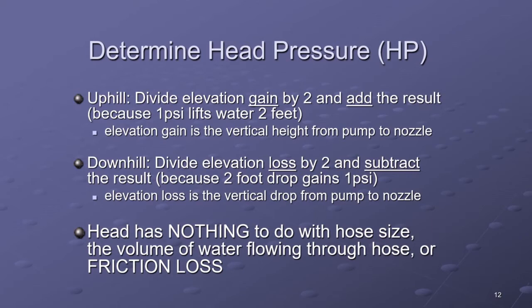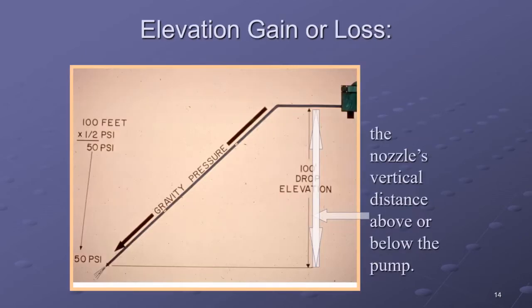Head pressure, it's all elevation. It has nothing to do with anything else. Hose size, friction loss, volume, nozzle pressure, none of that affects head. Head is just elevation change. And it doesn't matter how long that elevation change is strung out over. If it takes you 2 miles to gain 700 feet, you've still only gained 700 feet. That 2 miles piece, that's friction loss. That's a different problem. We'll deal with that later.